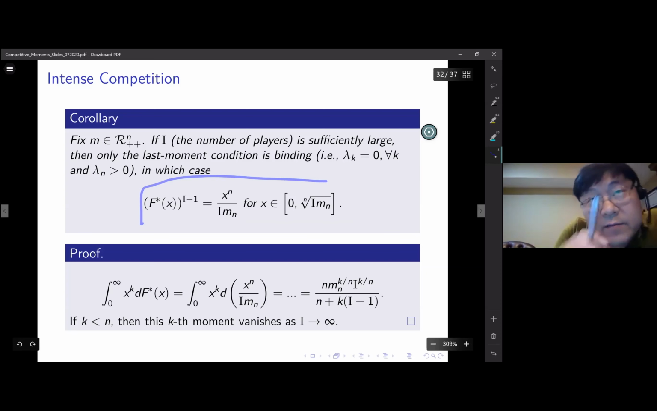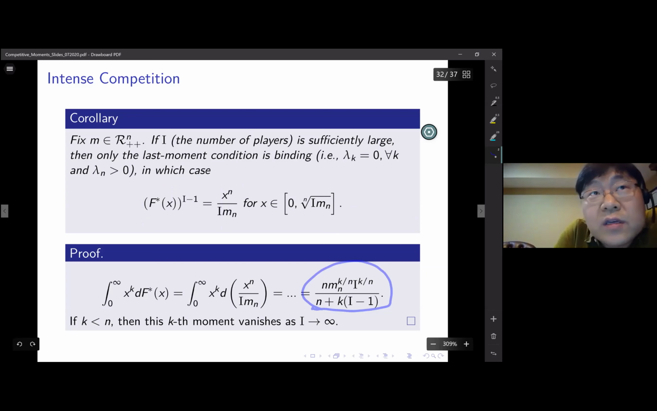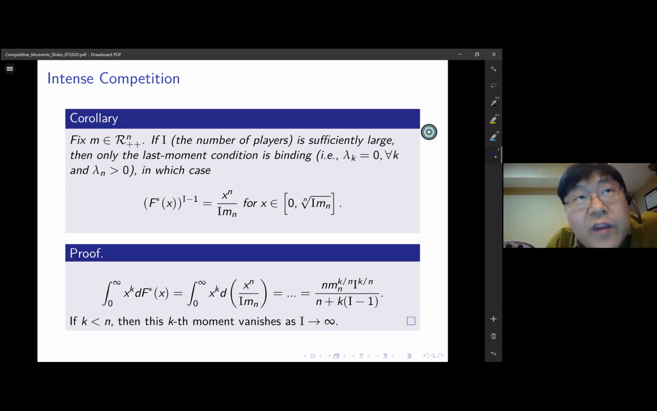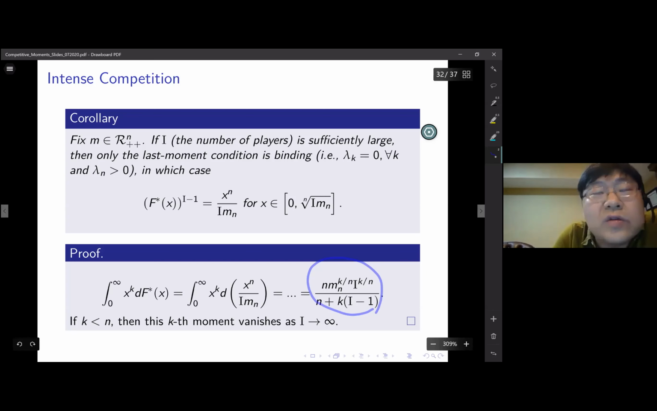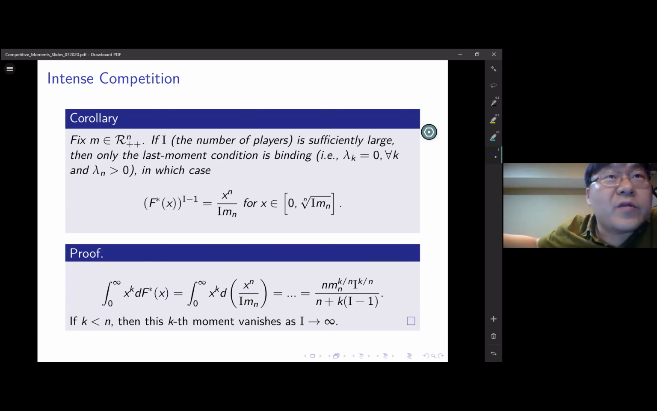If you do some calculus, it turns out that this is the kth moment. And looking at this, in the numerator, I have I to the k over n. In the denominator, I have I to the 1. So if k is less than n, then as I goes to infinity, this term is going to go to 0. That means that all other constraints before n are not going to bind.